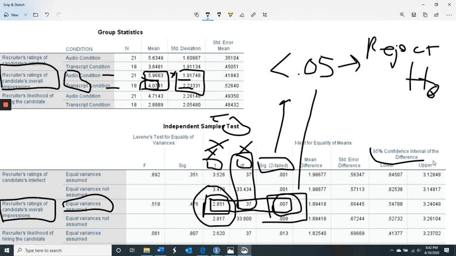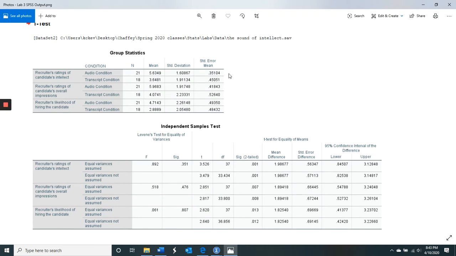Our last sentence will be the 95% confidence interval. The 95% CI was, in brackets, 0.55, comma, 3.24, end of brackets, period. So those are the two sentences for the second t-test, looking at the candidate's overall impression on the recruiter.